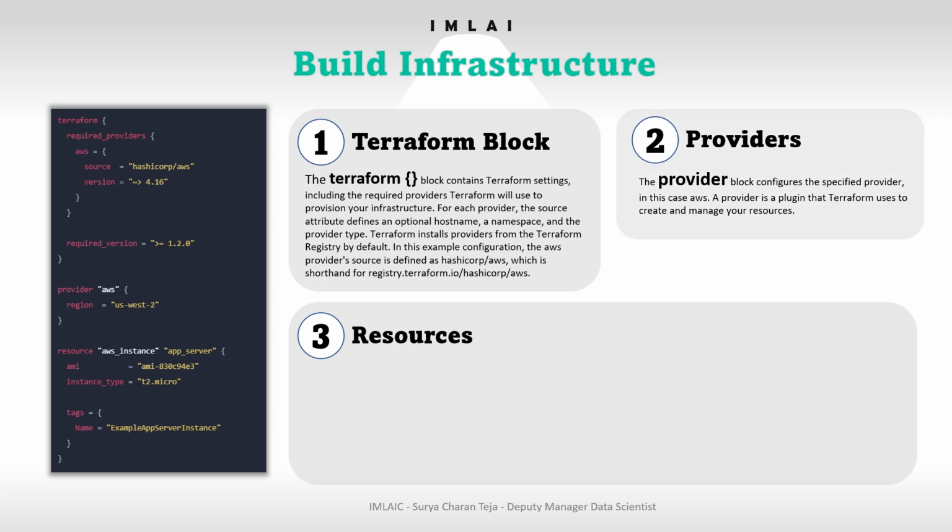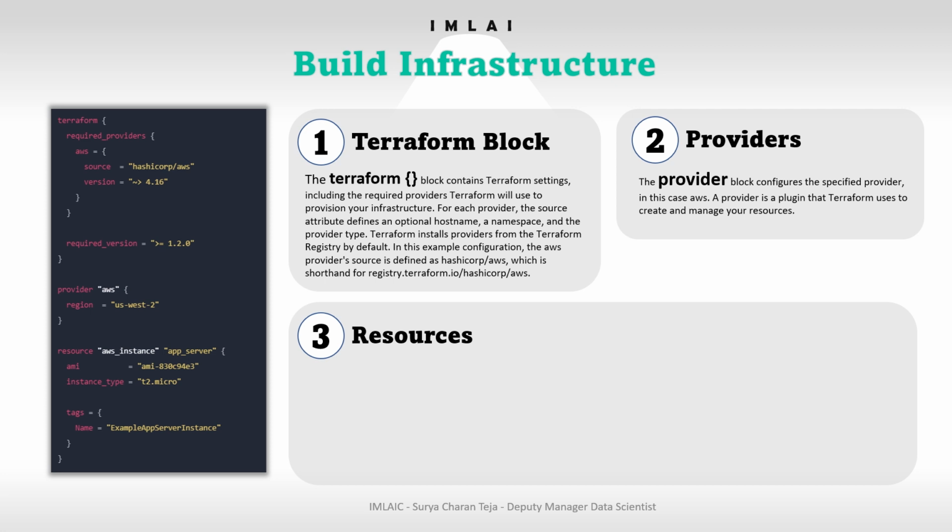The second component of a configuration file is the providers block. Here is the provider block. Provider is a block type, and then you have a block label, then you have a block, and inside that you have the variable name identifier and then the value of the identifier. The provider block configures the specified provider.